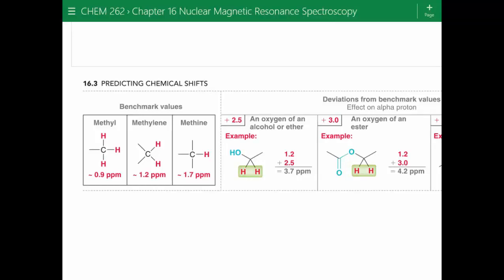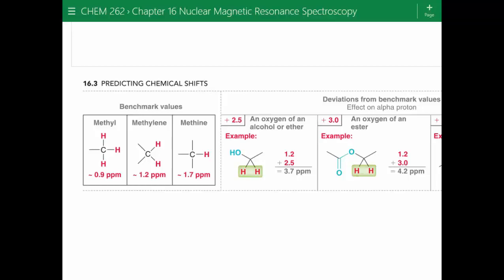So we use these benchmark values, and then we can ask, are there any polar groups nearby that might shift them more downfield? In this example, we're looking at a methylene group, which has a benchmark value of 1.2. And then this alcohol is going to shift it 2.5 ppm downfield. So we can very accurately predict that this should show up at 3.7.